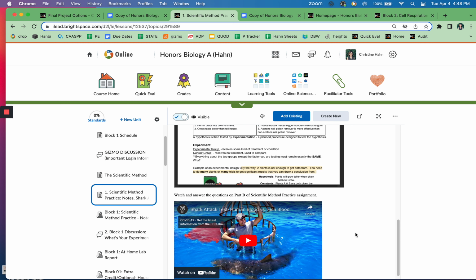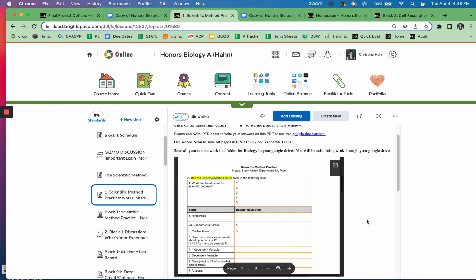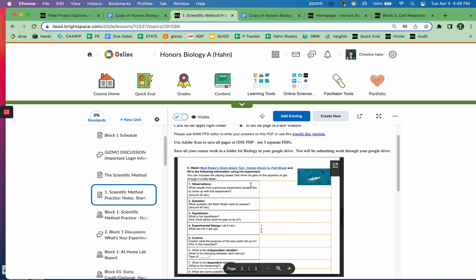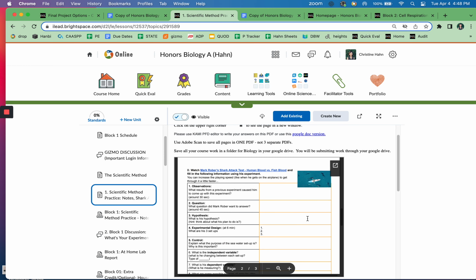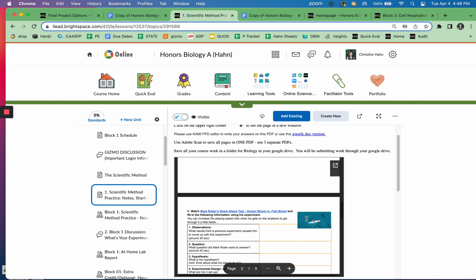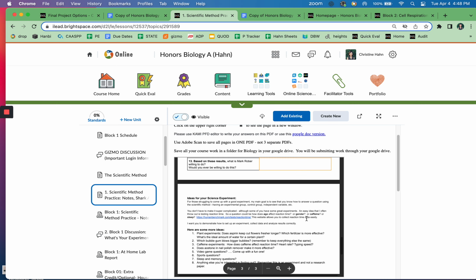So we're looking at the scientific method. He does a great experiment testing whether sharks prefer human blood or fish blood. So I actually have them analyze his experiment. So they learn about the scientific method, they analyze his experiment, and then they come up with their own experiment.